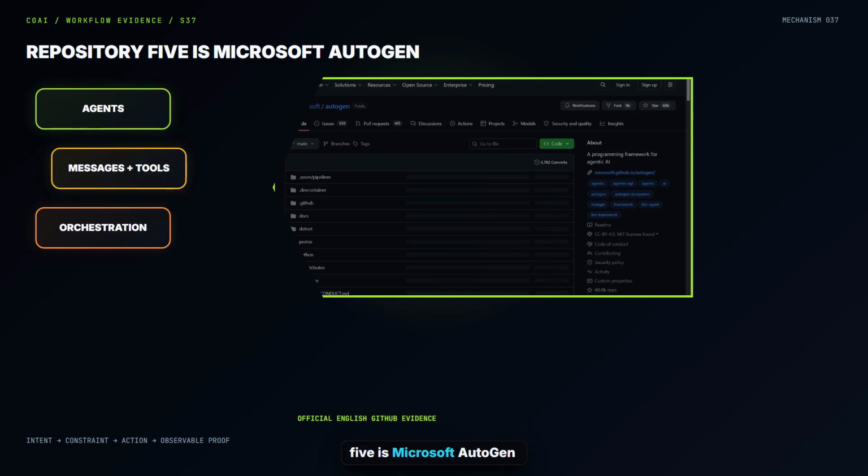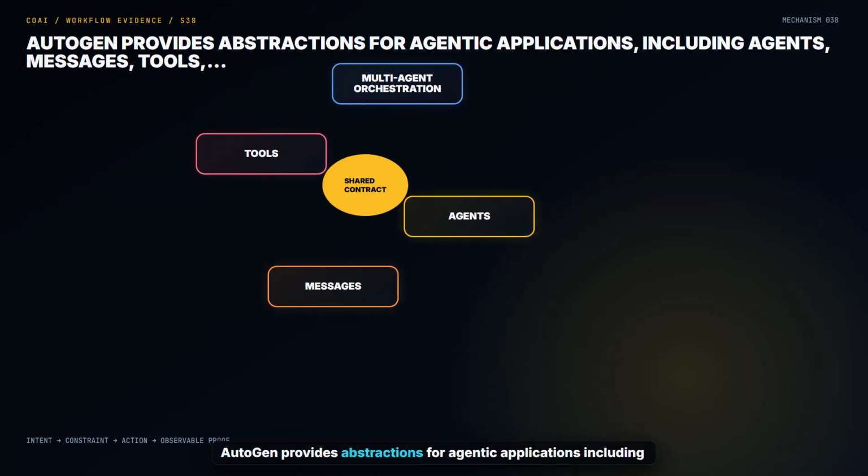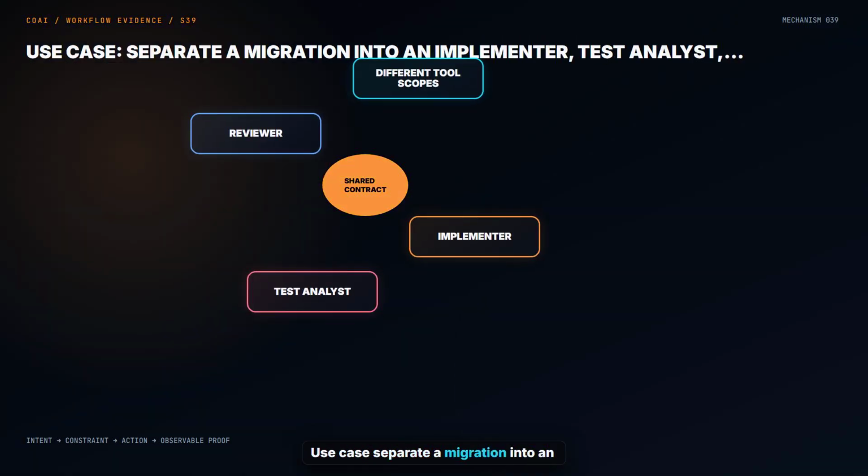Repository 5 is Microsoft AutoGen. AutoGen provides abstractions for agentic applications, including agents, messages, tools, and multi-agent orchestration. Use case: separate a migration into an implementer, test analyst, and reviewer with different tool scopes.